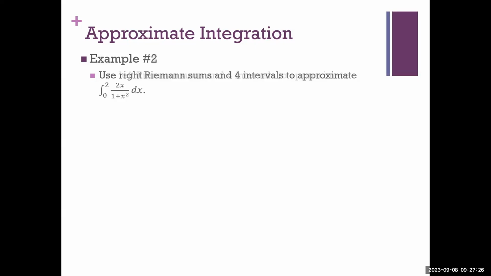So we did left Riemann sums, right? Now I want to do right Riemann sums. We're keeping the function, we're keeping the interval 0 to 2, and we're keeping 4 intervals, so those three things are going to stay the same. So what things have to change for us to find this area? We ignore the 0.